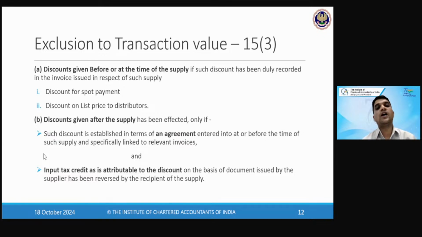Then discounts given after the supply could be such that the discount is established in terms of an agreement. So there are two conditions to give exclusion for discounts which are given after the supply. The discount should be established through terms of an agreement either before or at the time of supply, and that should be specifically linked to the relevant invoices, and ITC on that discount is reversed by the recipient. This also we covered. So discounts we know.